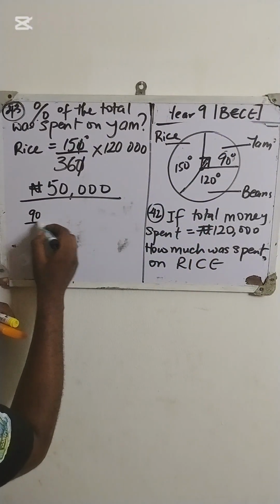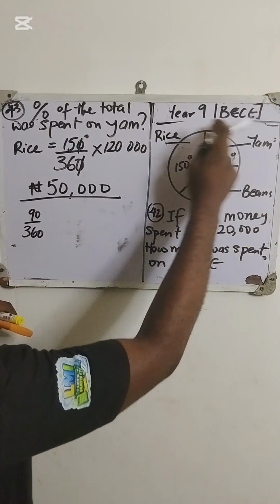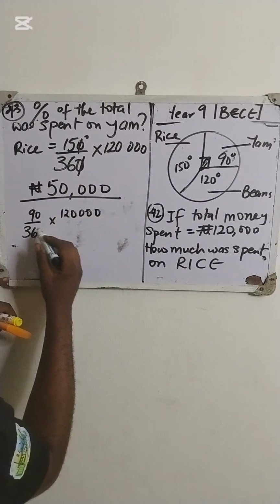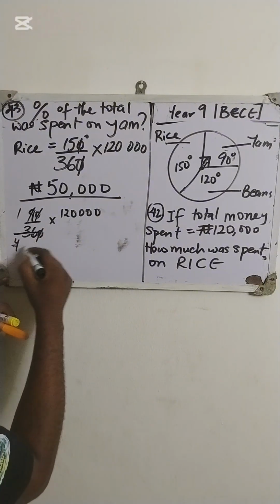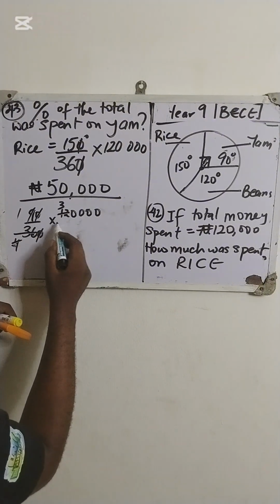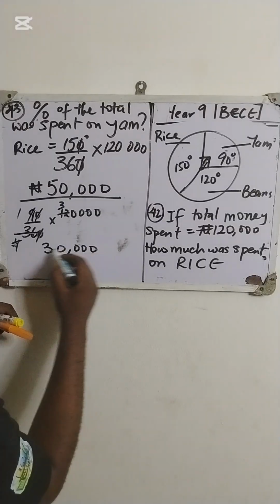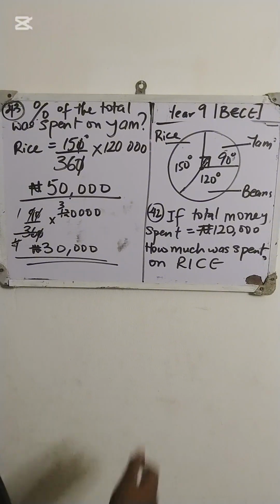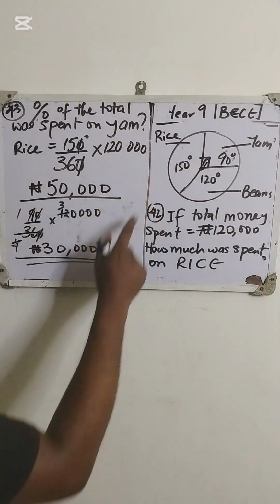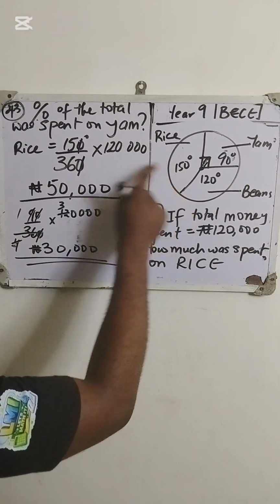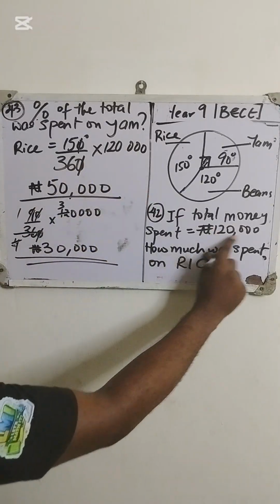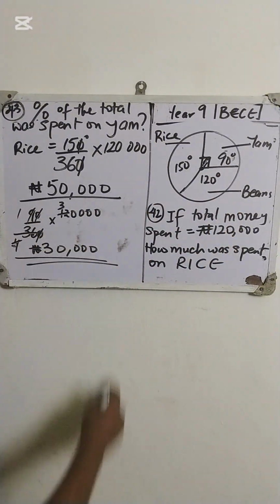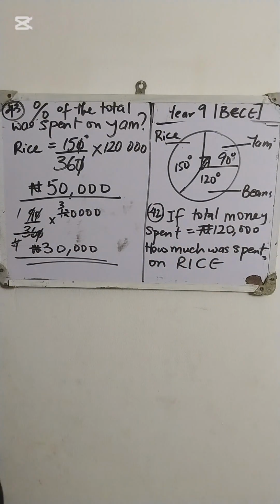With the yam, we can just do 90 over 360 because 360 is the total angles in the circle times how much we spent in total. So this is 1, this is 4. So 4 in 12, 3. So we have what? 30,000. 30,000 was spent on yam, 50,000 was spent on rice. Just take the angle over 360 times the money spent. Rice, 150 divided by 360 times 120,000 naira spent. Yam, 90 was not given, but the box was given. Just do 90 over 360 times 120,000, and that's it.